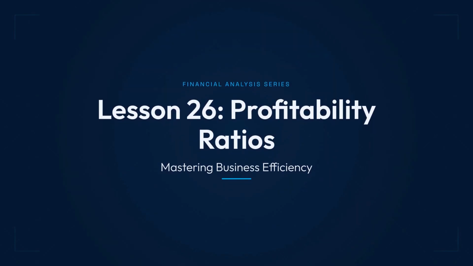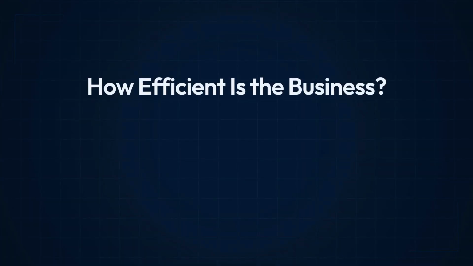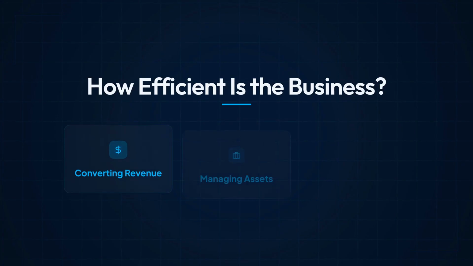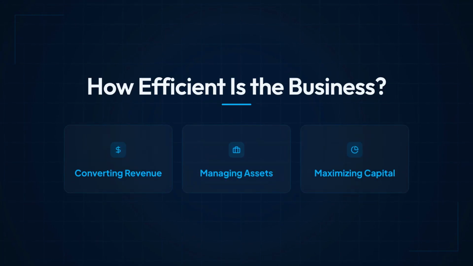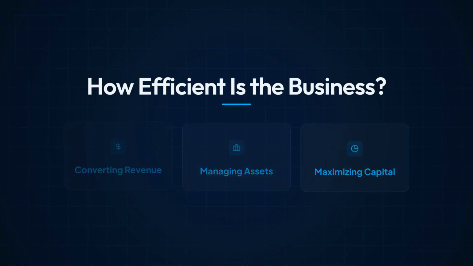Today, we're diving into profitability ratios. These ratios are critical because they show us exactly how efficiently a business converts its resources, revenue, assets, and capital into actual profits. It's the ultimate measure of management's performance.